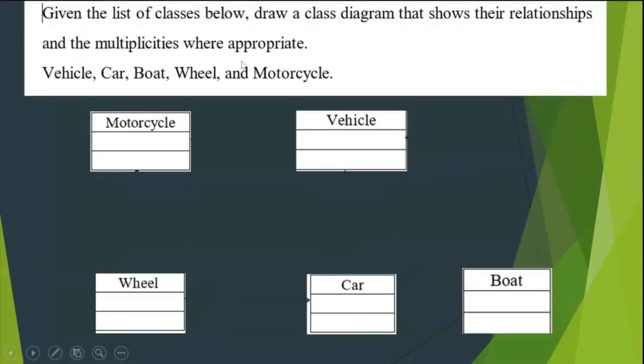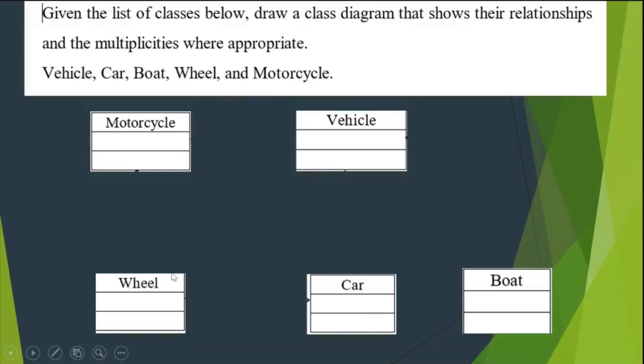Okay, now look at this. Given the list of classes, draw a class diagram that shows their relationships and the multiplicities where appropriate. So what are the classes given? Vehicle, car, boat, wheel, and motorcycle. So we put the classes first: the vehicle, motorcycle, car, boat, and the wheel.